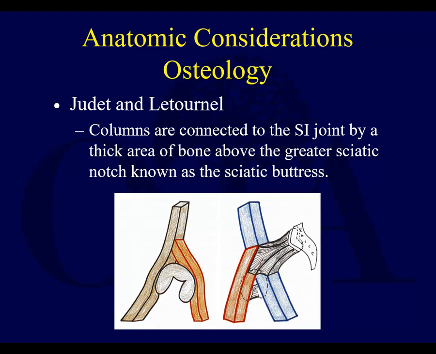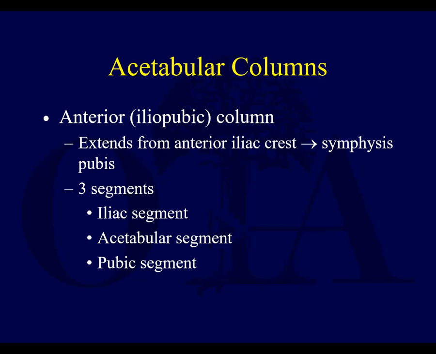So Judet and Letournel showed that the columns, this anterior and posterior column, are connected to the SI joint by a thick area of bone above the greater sciatic notch, known as the sciatic buttress, and it's a term I'm going to come back to a few times. So that's where that inverted Y.